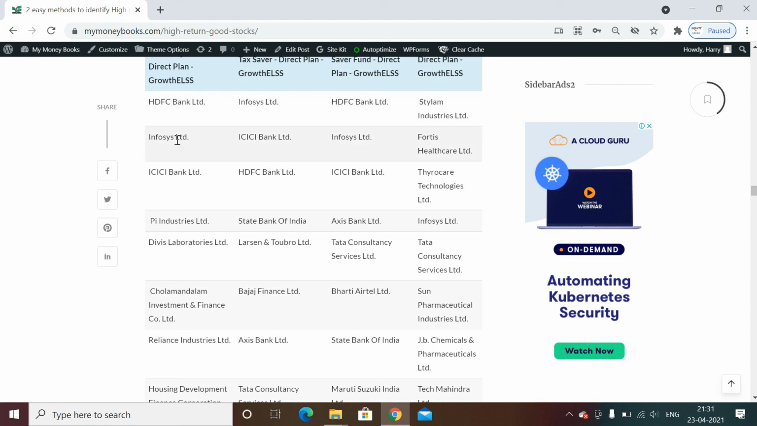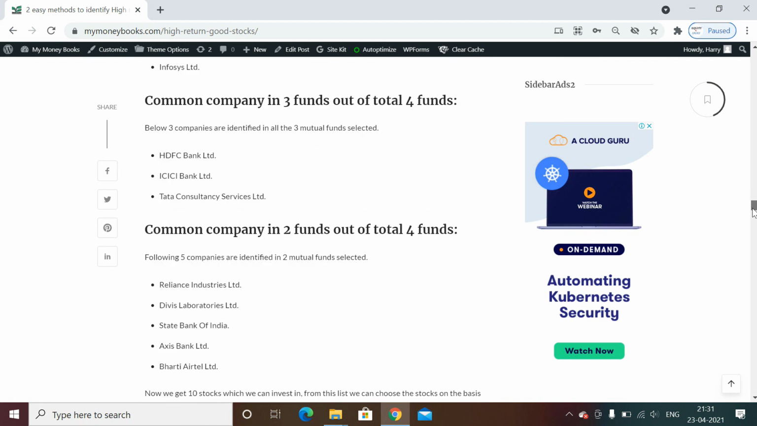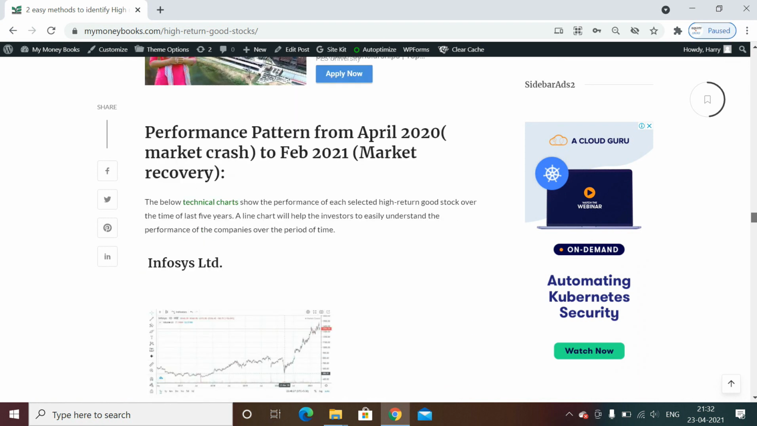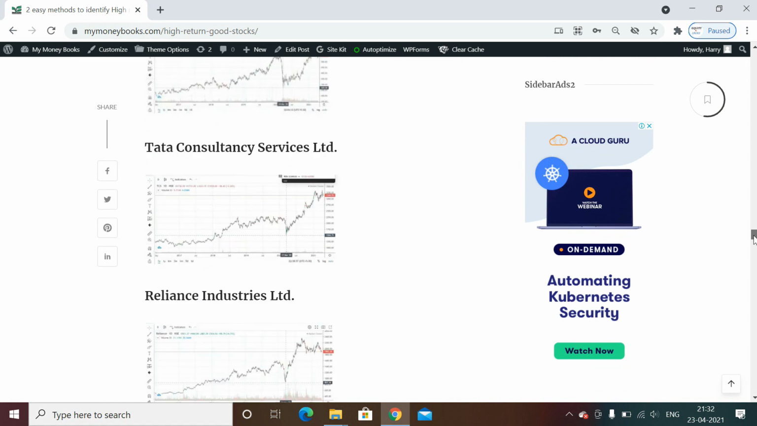Here you can see Infosys. Here it is there. Here it is there. In this fund also there. Here also there. That means Infosys is available in all the four funds. So that means all the fund managers are recommending Infosys. Like that we can identify which company is available in three different funds. Then we can identify which is available in two funds. Like that we can list the companies which are common in different mutual funds.